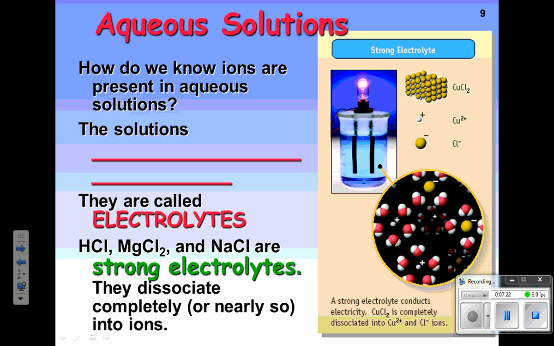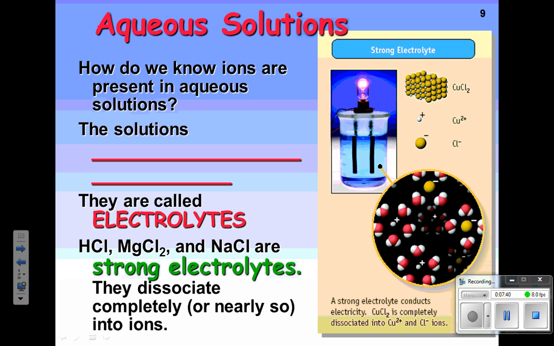You ever heard of an electrolyte? You ever drank Gatorade? Ever drank Powerade? They're good because they have tons of electrolytes. They have salt in them. Electrolytes help our body's nerves to connect and talk to each other. So we have to have electrolytes to live.